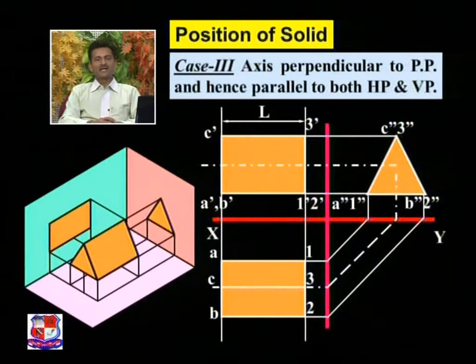Similarly, if it is given that the axis makes a certain angle with profile plane, in that case also, first we have to assume that the axis is perpendicular to profile plane and draw the first step as shown over here. The solid may be any. Here a triangular prism is there. It may be a hexagonal prism, square prism, pentagonal prism, or any polygon combination. The steps would remain the same.